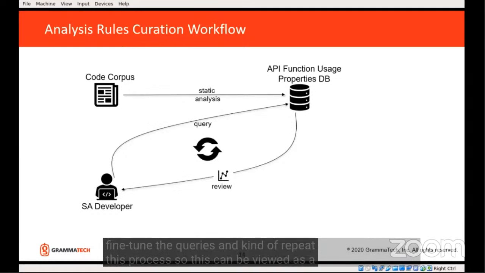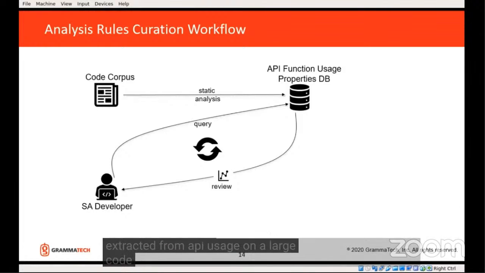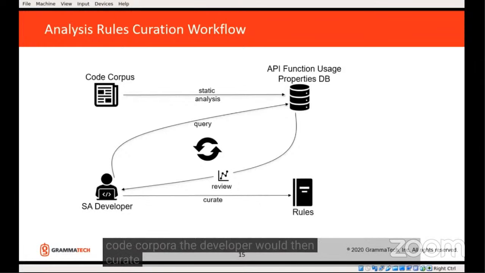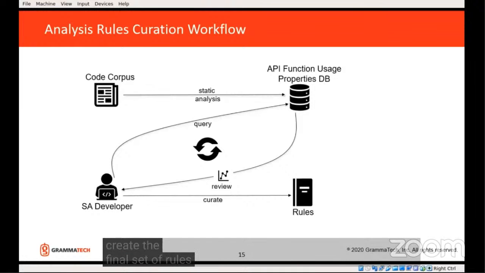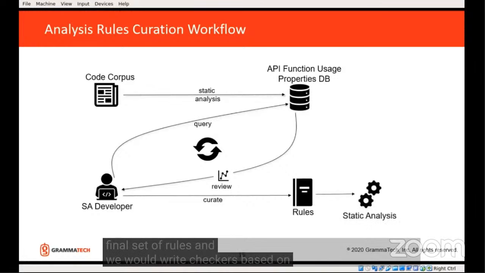This can be viewed as a data analytics process, but instead we're applying this on rich semantic properties extracted from API usage on a large code file. The developer would then curate the rules based on the insights from this interactive process, which will yield potential rules, but will triage the rules to actually create the final set of rules. And we would write checkers based on these rules.